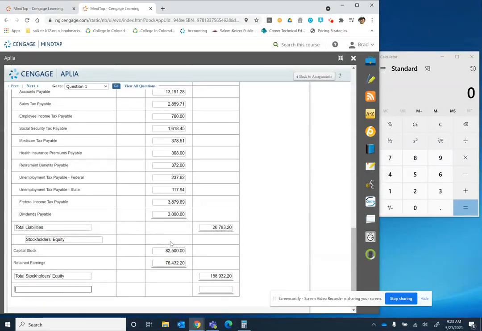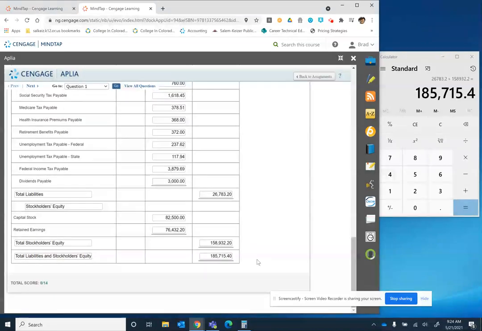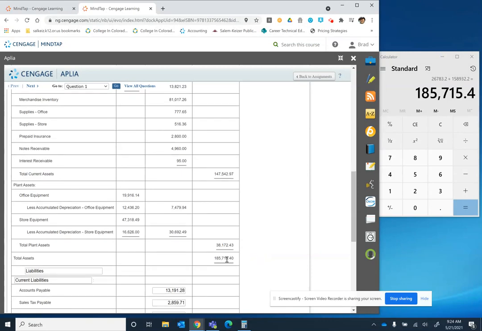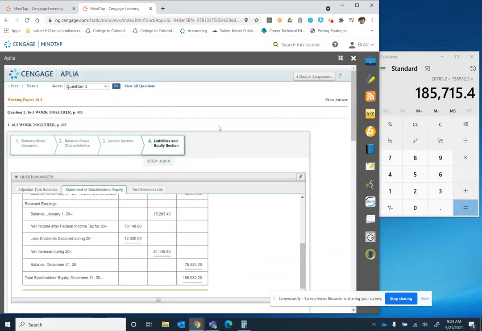And that is going to be $158,932.20. So finally, we're going to add up our total liabilities and stockholders' equity. We'll take our liabilities, which is $26,783.20, plus $158,932.20. And that comes out to be $185,715.40. What we're hoping is that our total liabilities and stockholders' equity equals the total of our assets. And look, there it does. Right there, it equals each other. So we're perfect. That takes care of Chapter 16-3, Working Papers.